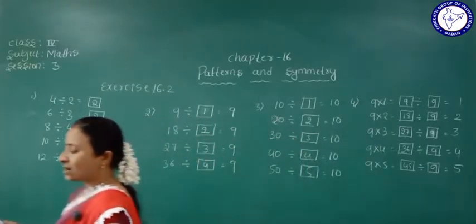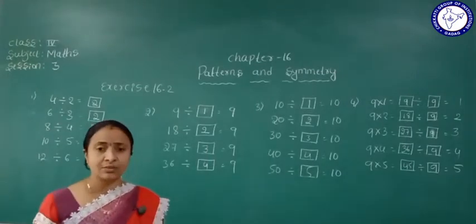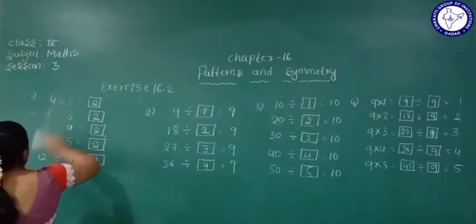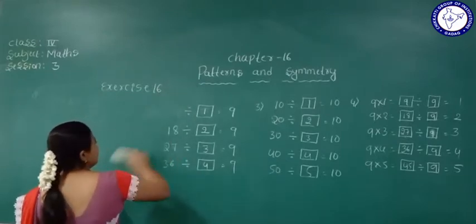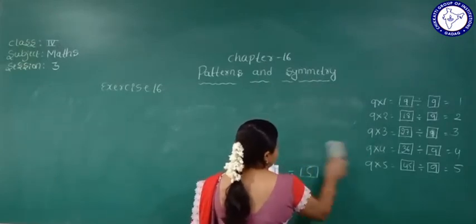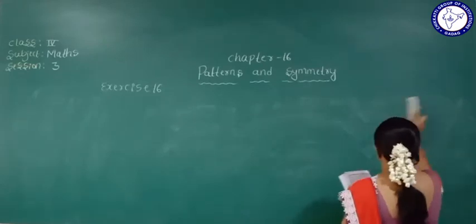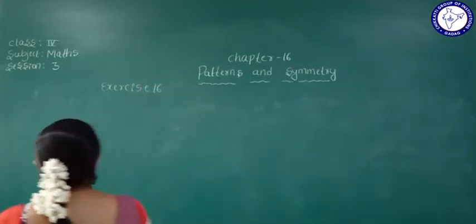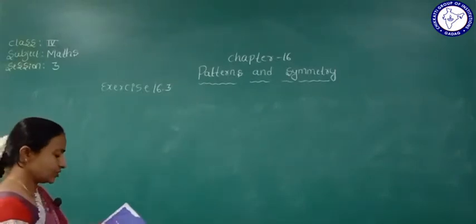So next one we are going to see. Already you learned the multiplication form and division of numbers by 10 and 100, and also multiplication and division. So next we are going to see the exercise 16.3.